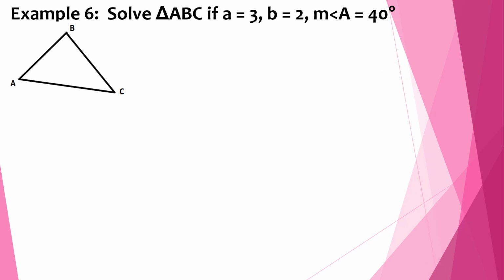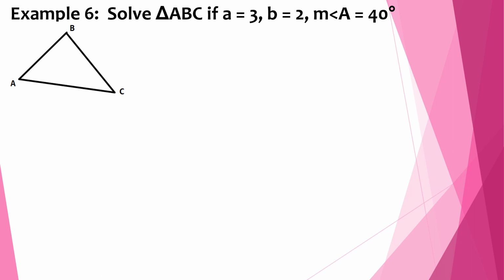Example 6, another ABC triangle. The side length A is 3, side length of B is 2, so that's shorter, and the measure of angle A is 40 degrees. Well, if I know that side B is shorter than side A, then its angle measure, angle B, should definitely be less than 40. Let's check and see if that's true.